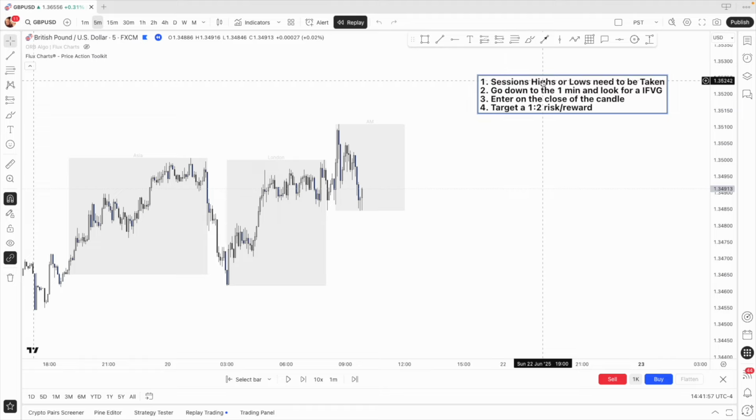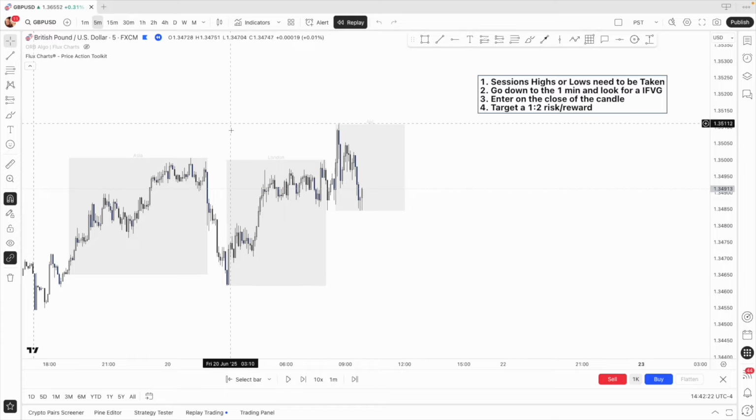We're going to look for the session highs or lows to be taken. We're going to go down to the 1 minute and look for an inverse fair value gap. We are going to enter on the close of the candle that closes above or below the inverse fair value gap, and we are going to target a straight fixed 1 till 2 risk reward. So how does this look?